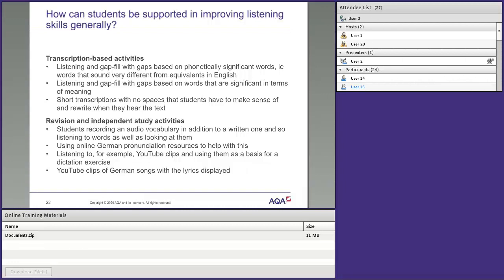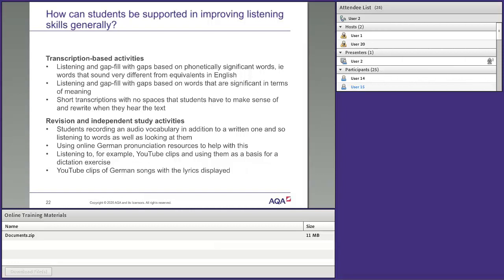And then you could have short transcriptions with no spaces between the words that students have to first of all make sense of by dividing the words up and then rewrite them when they hear the text. I think that's good. I think that's very good right the way down. I could see myself using that with my lower ability key stage 3 students who struggle with listening.